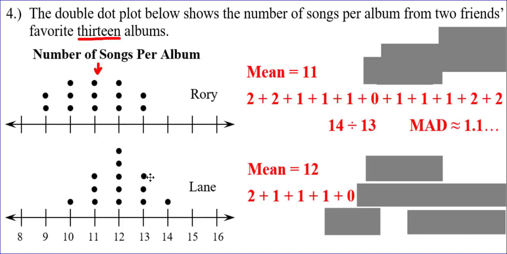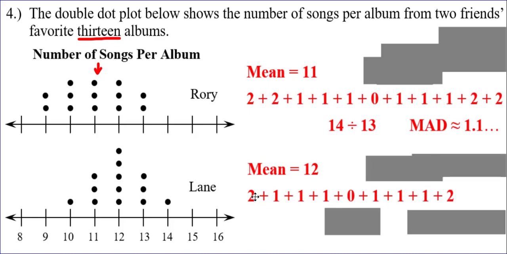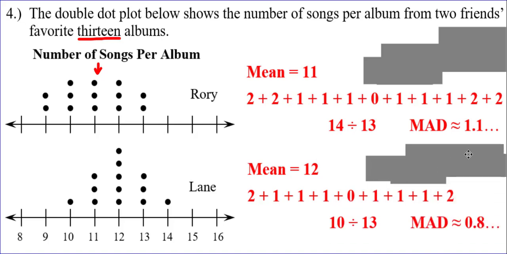The next 3 dots are each 1 away, so that's 3 of the 1s. And finally, this dot here at 14 is 2 away from the 12, so that's 2. All right, 2 plus 1 is 3, plus 1 is 4, plus 1 is 5, plus another 1 is 6, 7, 8, plus 2 is 10. So 10 divided by 13 is 0.8.